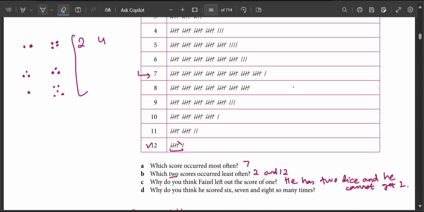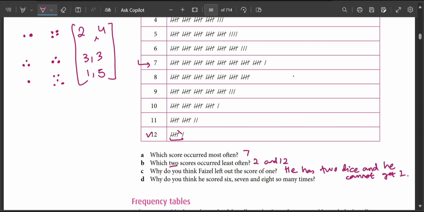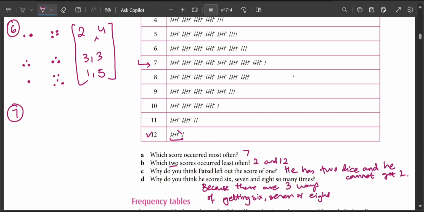There are multiple possibilities, 2 and 4, 3 and 3, 1 and 5. Why do you think he scored 6, 7 and 8 so many times? Because there are three ways of getting 6, 7 और 8. ये तो अभी हमने 6 के लिए देखा ना. अब अगर हम लोग 7 के लिए देखते हैं, उसके लिए भी 3 ways बनते हैं.